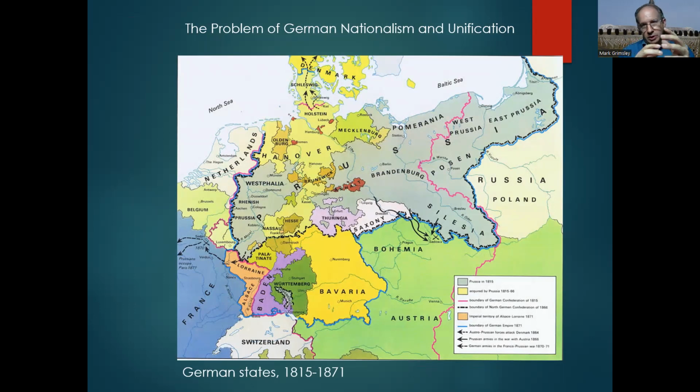And then it becomes a matter of who's going to be first among equals if Germany is unified, and the first among equals is going to be Prussia. Okay. And the way that Prussia gets the rest of the German states to unify with it is through military action.